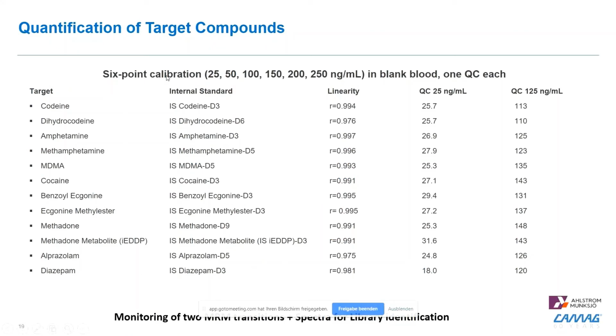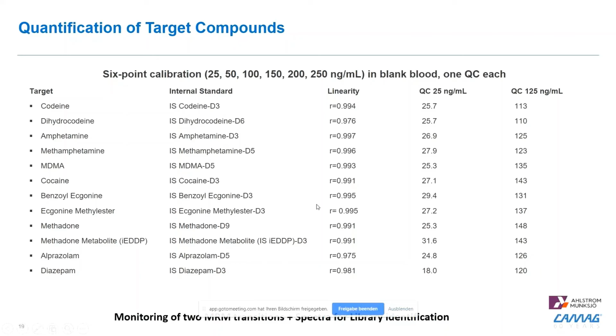What we recorded was a 6-point calibration from 25 to 250 nanograms per milliliter in blank blood. And afterwards, we recorded only one QC at 25 nanograms per milliliter and one high QC at 125 nanograms per milliliter for the various target compounds like codeine, dihydrocodeine, amphetamine, methamphetamine, MDMA, cocaine, benzoylecgonine, ecgonine methyl ester, methadone, methadone metabolite, alprazolam, and diazepam with the respective internal standard.